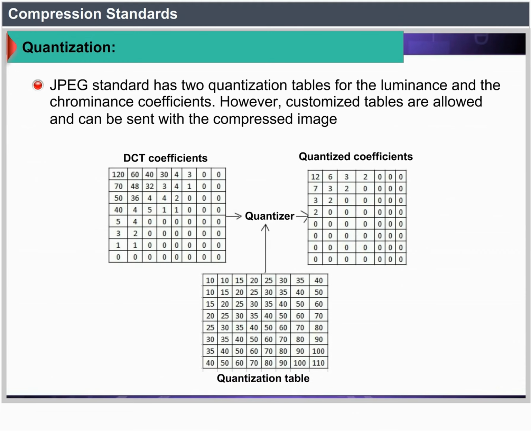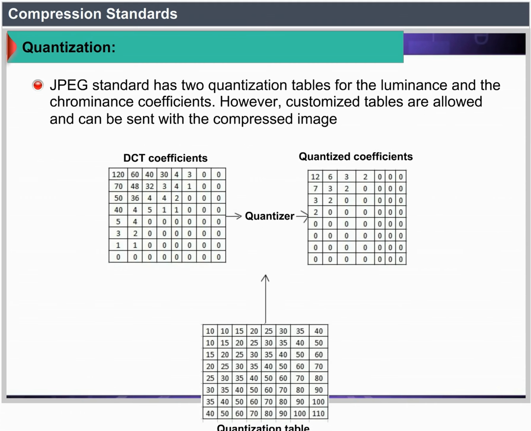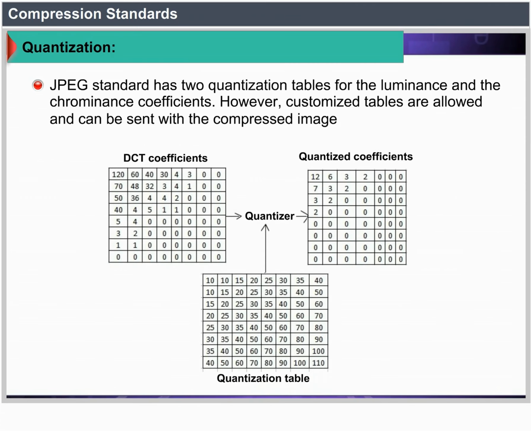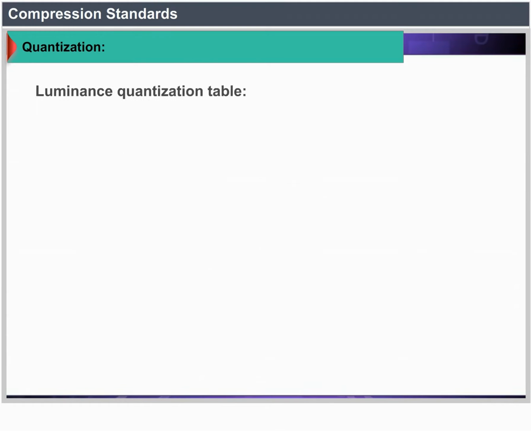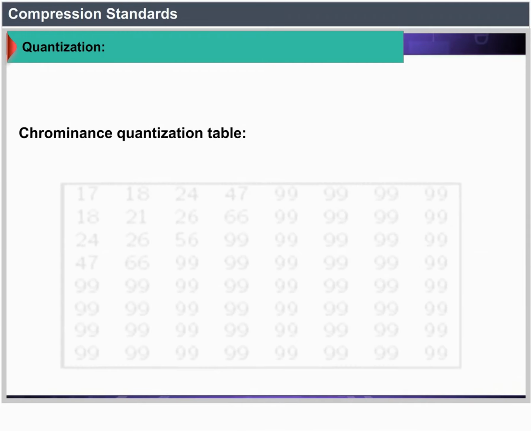JPEG standard has two quantization tables for the luminance and the chrominance coefficients. However, customized tables are allowed and can be sent with the compressed image. The luminance quantization table can now be seen on the screen, followed by the chrominance quantization table.